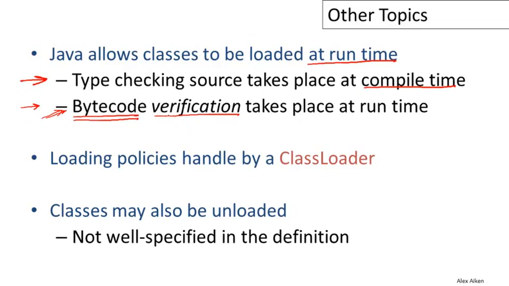The procedure is a little bit different because we don't have the source code here, it is much lower level, and so the algorithms look a little bit different. But what they're really doing is type checking the bytecode. So now the loading policies are handled by something called a class loader, and the class loader is a special class in Java. And it decides what classes can be loaded.